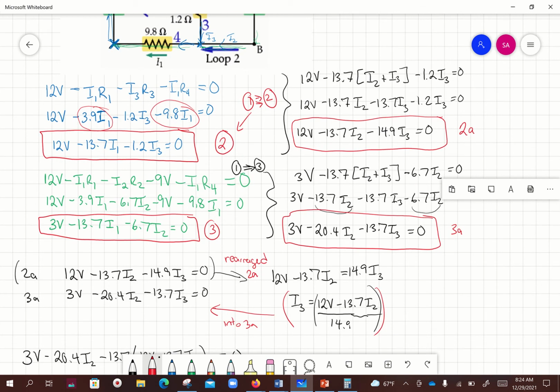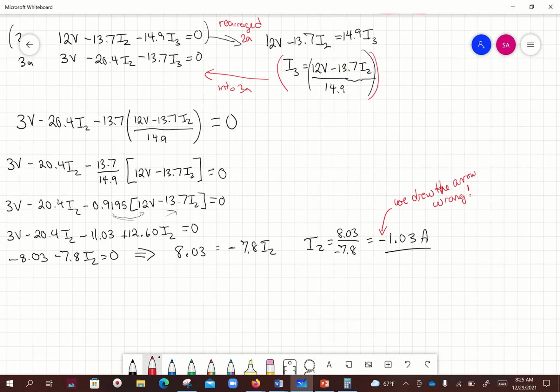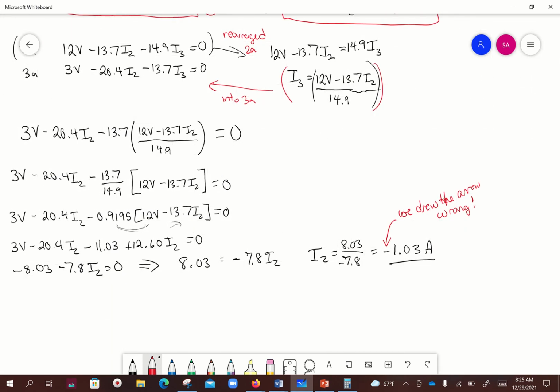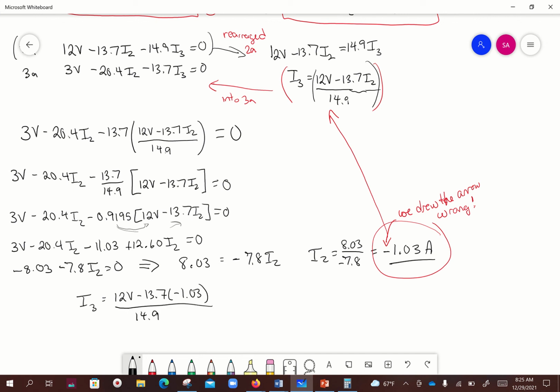Now we've got I2, we need to find I3 and I1. So I can take my I2 and plug it back into that equation I had for I3. All right, so I3 is equal to 12 volts minus 13.7 times I2, over 14.9. And if I put my numbers in there, I get 1.751 amps.